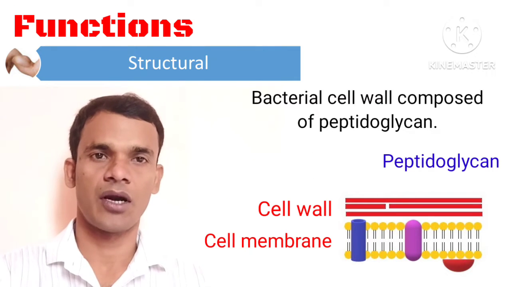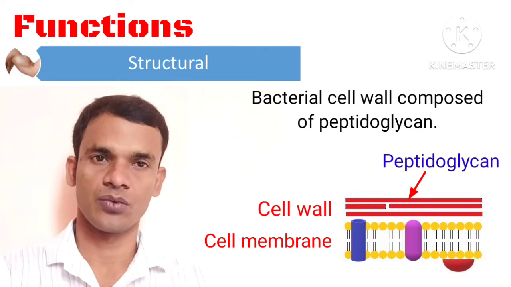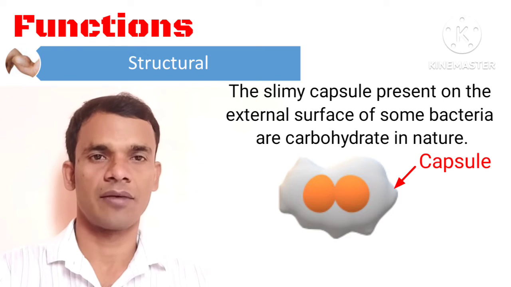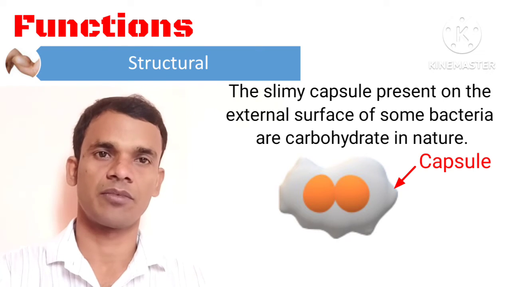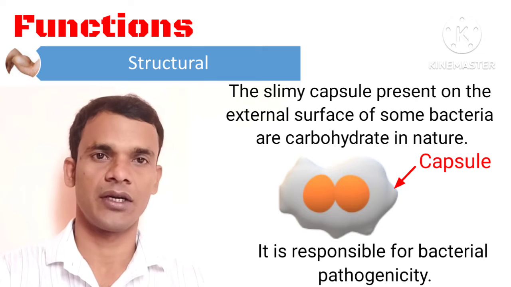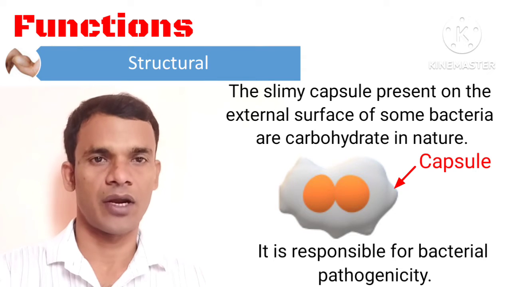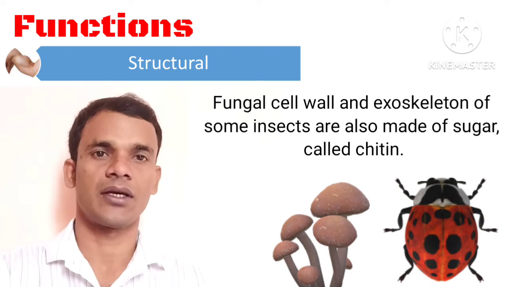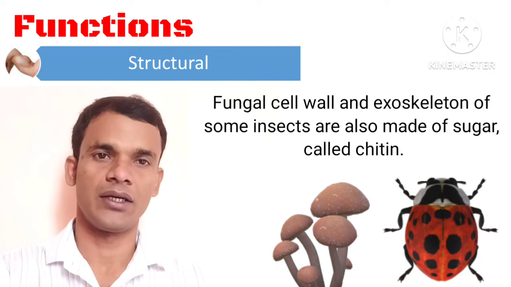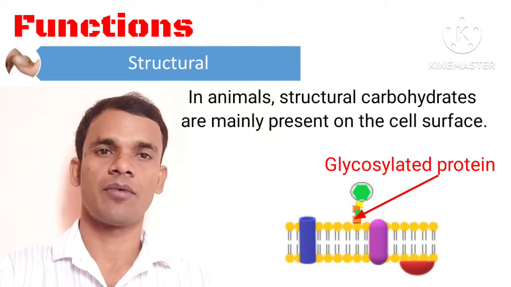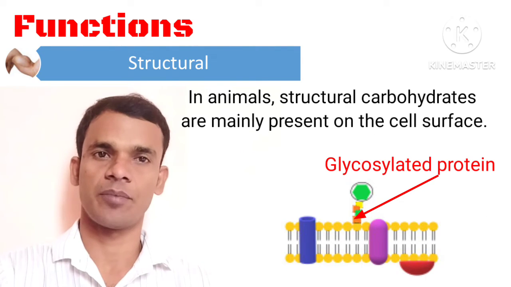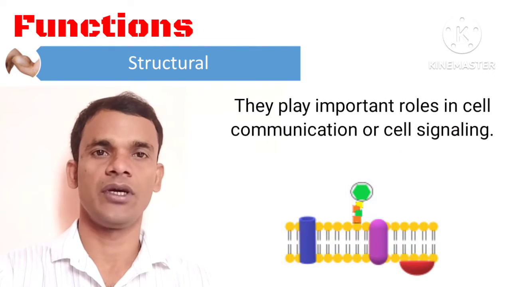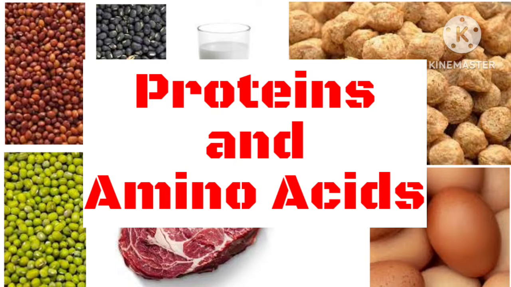Not only plants, bacterial cells also contain sugar in their cell wall, and it is called peptidoglycan. The slimy capsule present on the external surface of some bacteria is also carbohydrate in nature. They are responsible for bacterial pathogenicity. Fungal cell walls and the exoskeleton of some insects are also made of a sugar called chitin. In animals, structural carbohydrates are mainly present on the cell surface, serve as an attachment for viruses, and play an important role in cell communication and signaling.